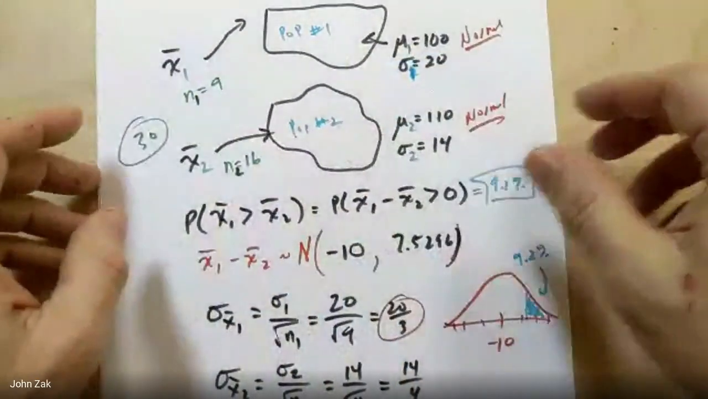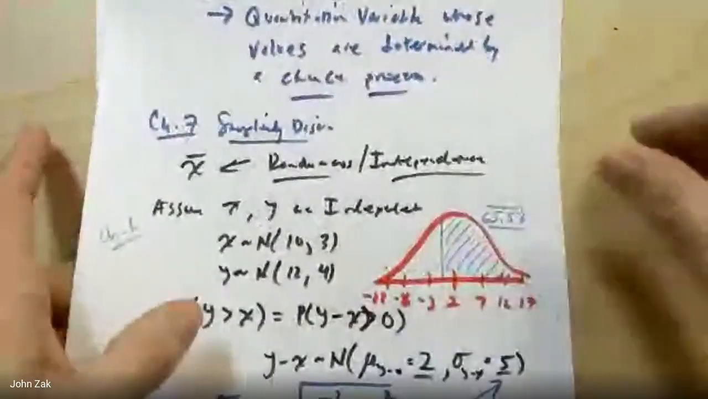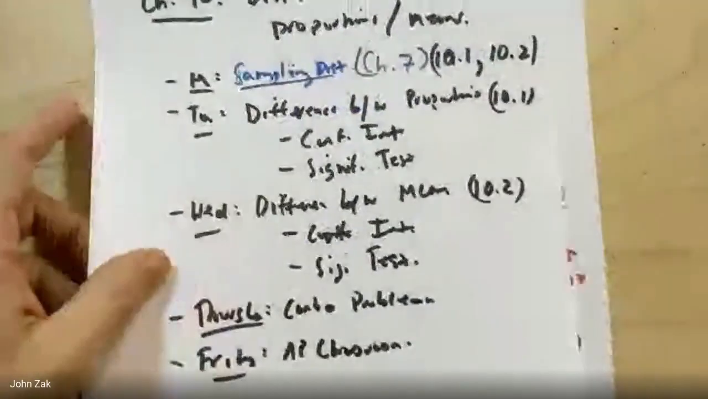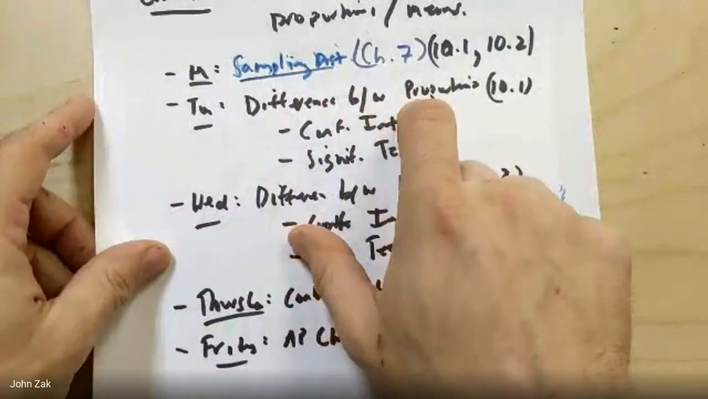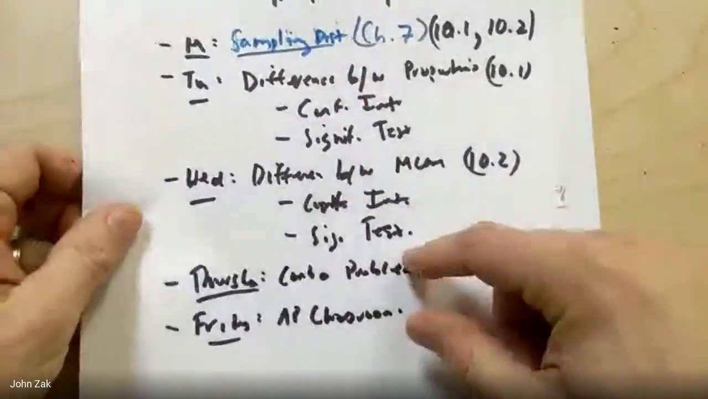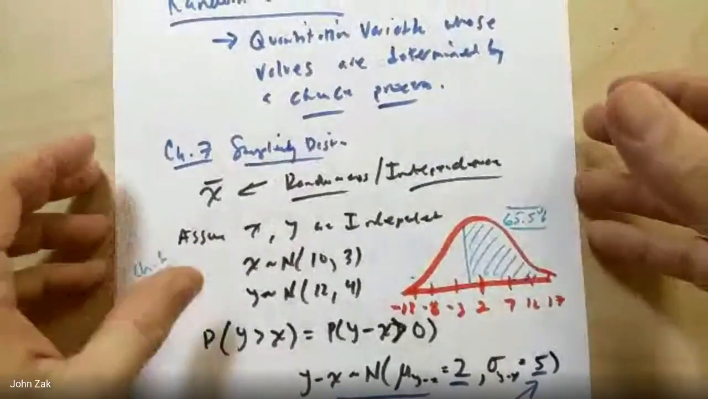Any questions from you guys here about any of this stuff that I just showed you real fast? Because again, this is going to be the math that's the basis for when we look at the difference between two proportions and the difference between two means with confidence intervals and significance tests this week. So any questions from you guys?